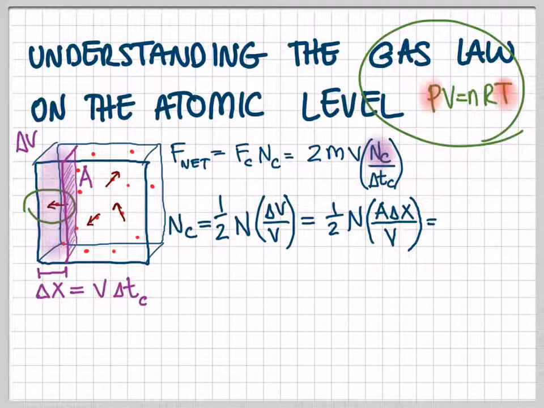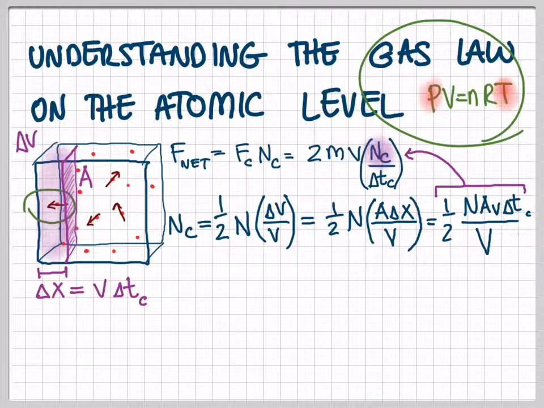Substituting over on the right, we get the relationship: 1/2 the total number of molecules in the box times A, times now our substitution, the average velocity of the molecules times the time it takes for each collision, divided by the volume of the entire box. And what we've done here is we've just continued to add more and more detail to this number that we're approximating, which is the number of collisions that we could expect on the left-hand side of the box.